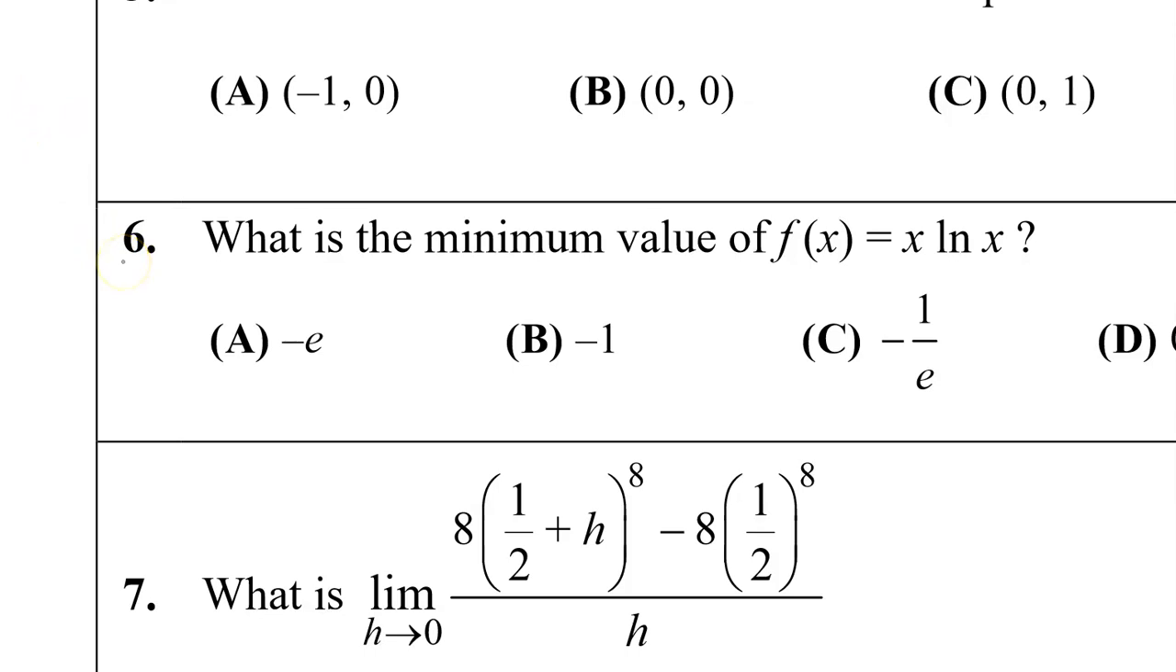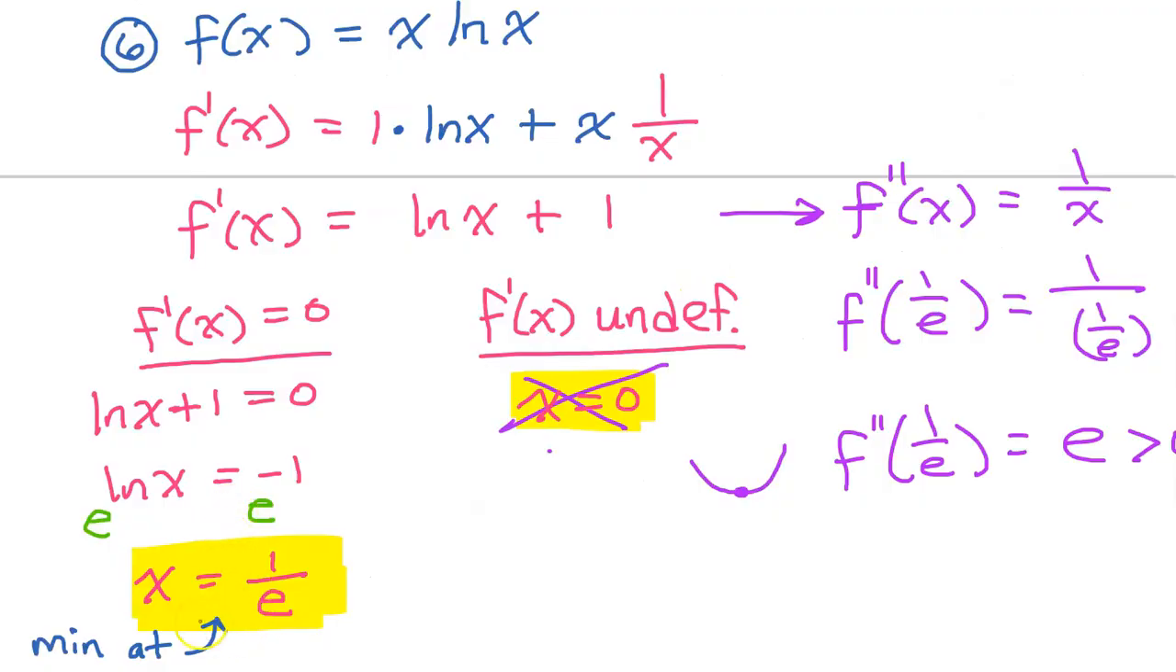Be careful. The question is not asking where the minimum value is. The question is asking what is the minimum value. We have determined that there is a minimum value at x equals 1 over e. If you want to know what the minimum value is, you have to evaluate the original function at 1 over e. So let's check it out.